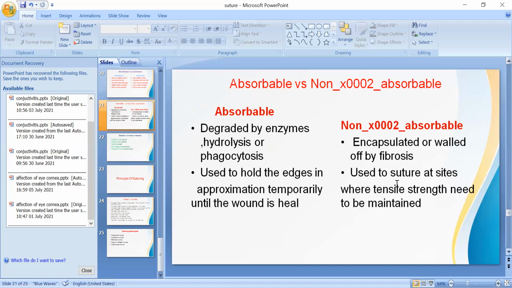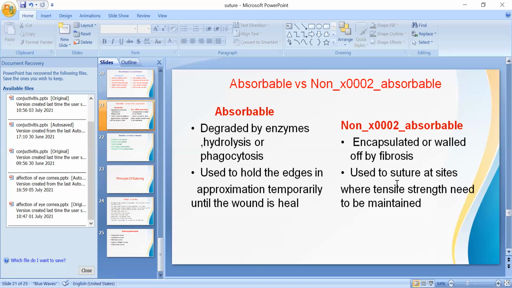In case of absorbable, degraded by enzyme, hydrolysis or phagocytosis. So absorbable materials are absorbed by being degraded by enzyme or hydrolysis or phagocytosis. And in case of non-absorbable, encapsulated or walled off by fibrosis. So non-absorbable suture material is handled by encapsulation of tissue or walled off by fibrosis.